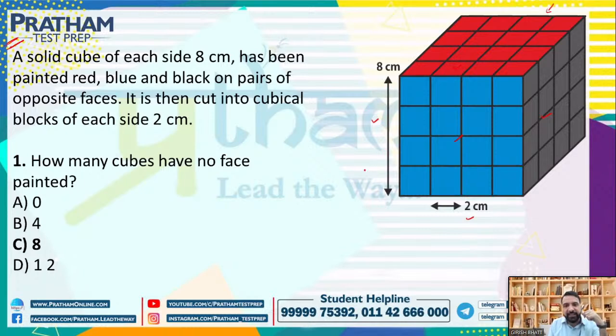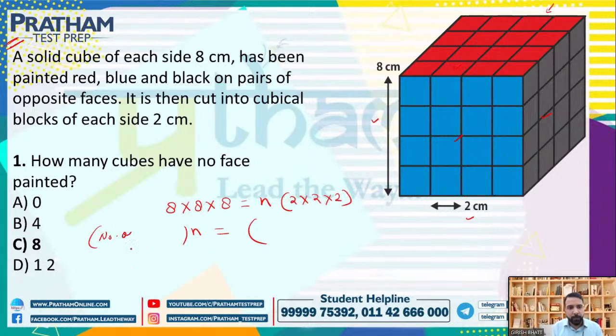Now this is 8 centimeter, so the figure is like 8 into 8 into 8. Okay, let me tell you how you will solve it. First find the number of cubes, into how many cubes it will be divided, n cubes, and the dimension of each cube is 2 into 2 into 2, right? So number of cubes, capital N, is that 8 into 8 into 8 divided by 2 into 2 into 2.